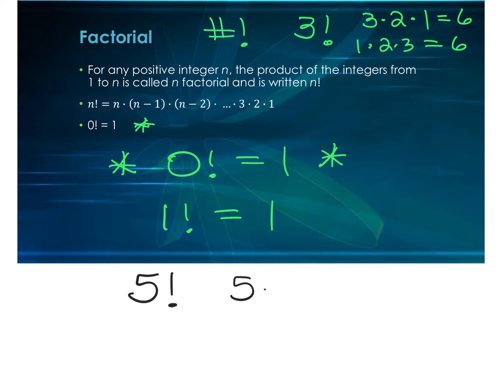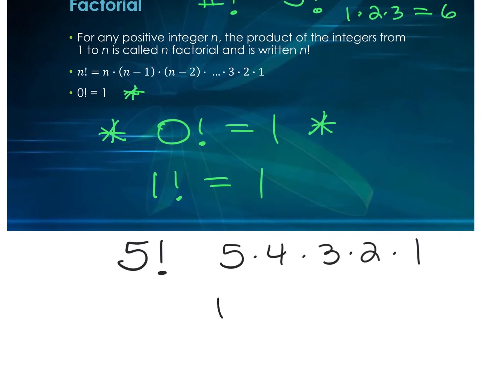We start here, 5 times 4 times 3 times 2 times 1. Or if you'd rather count up, 1, 2, 3, 4, 5. Either way, you're multiplying all of those numbers, and your answer here would be 120. So let's go ahead and now see the definition of a permutation. We're going to be using factorials in the formula for a permutation.